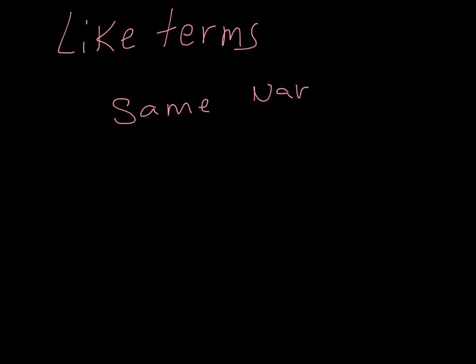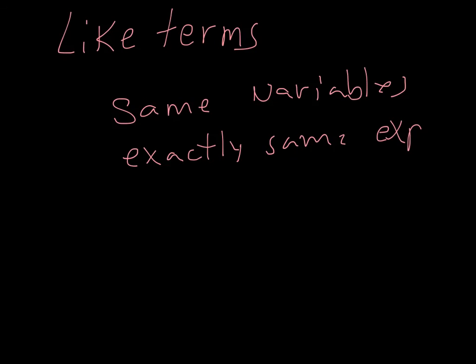So we're going to talk about like terms. We can combine, add or subtract terms that have the same variables, exactly the same exponents. Okay, they're called like terms, and they're important because they help us simplify.